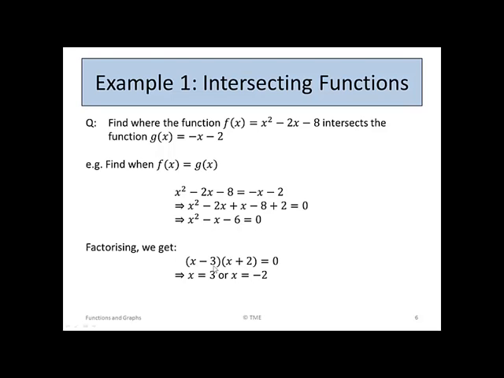So if x minus 3 by x plus 2 is 0, either x minus 3 is 0 or x plus 2 is 0. If x minus 3 is 0, x is 3. If x plus 2 is 0, x must be minus 2. So if x minus 3 and x plus 2 are the factors, these are the roots. So what we're saying here is that when x is 3 or when x is minus 2, both of these two equations cross each other.